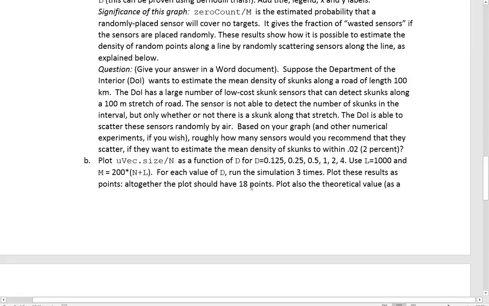Now, in this case, you don't have a different series for different m. m is fixed as a function of n. I'm sorry, as a function of n. You obtain n as a function of d, but m does not vary, so you don't have different series. You only have one series. You're going to have 3 points for each d, so that will have 18 points altogether. You can make them all the same color because you're not really plotting different series.